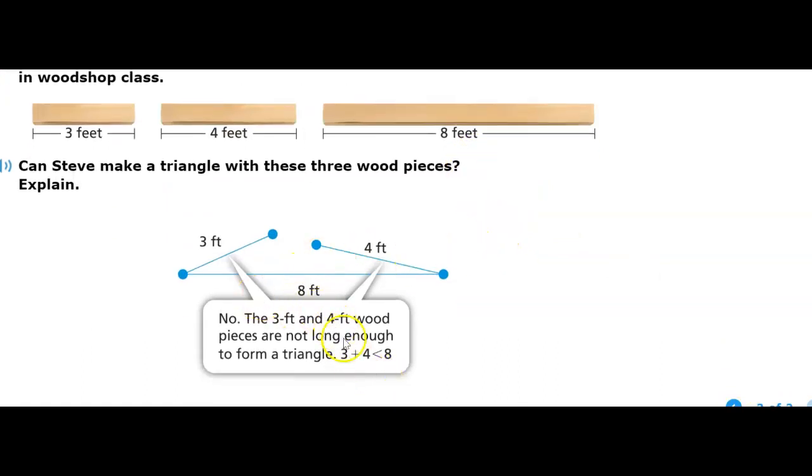And so that's what they're explaining here. The 3 feet and 4 feet are not long enough to form a triangle. 3 plus 4 is less than 8. So basically, it would have to be greater than 8 at minimum to be able to make that triangle.